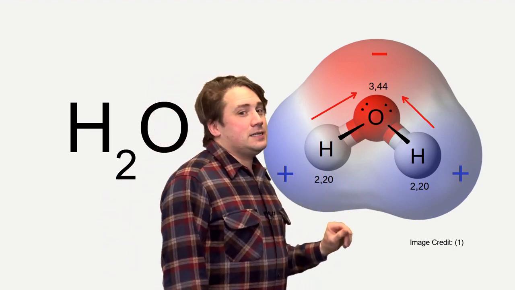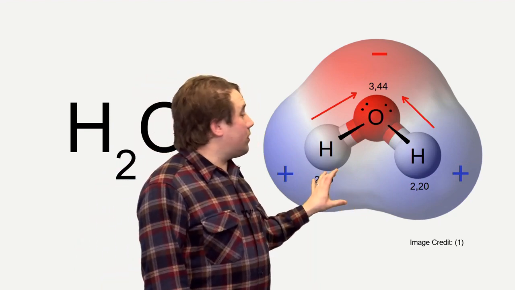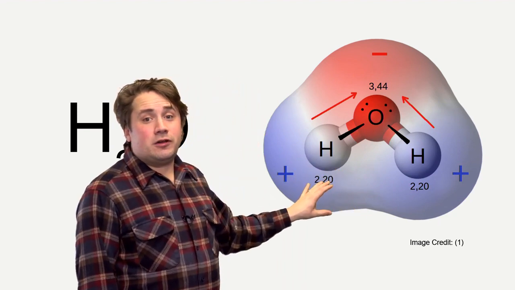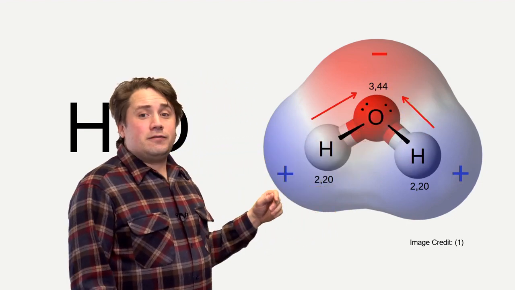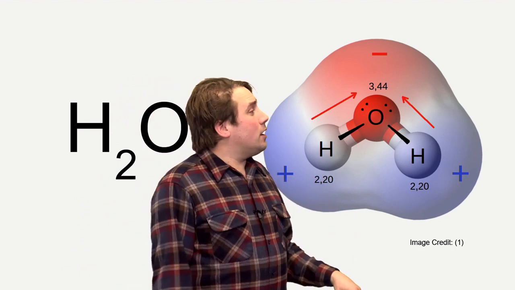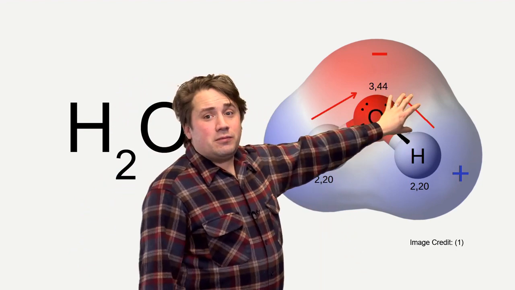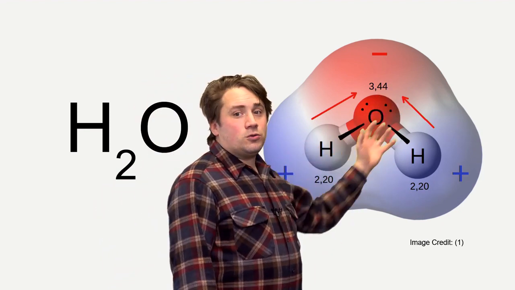But this isn't an equal sharing arrangement going on here. You'll recall that hydrogen is a very weakly electronegative element. Oxygen is a very strongly electronegative element. And electronegative elements are elements that really want to attract electrons to each other. And so oxygen, being a much more strongly electronegative element, is drawing the electrons in this bond towards it.